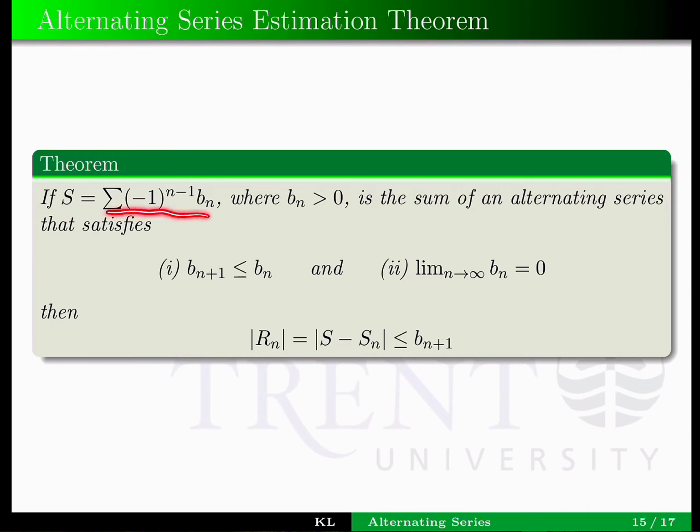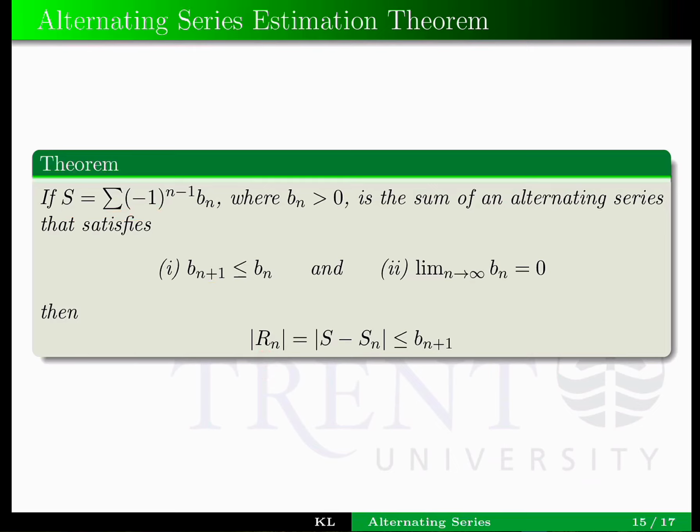Since this is an alternating series, we have Bn to be positive. The Bn must be decreasing and the limit is equal to 0. Then for each n, the error term, Rn, will be less than or equal to Bn plus 1.